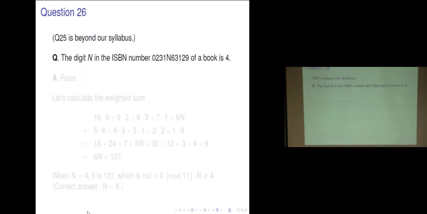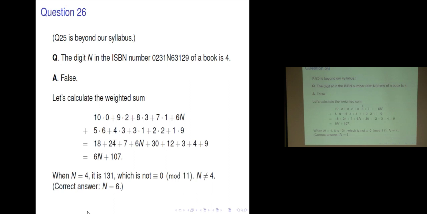So the next question is beyond our syllabus, so I will not do it. Then we move on to coding. So we look at ISBN number. So these 10 digits are supposedly an ISBN number. So we want to find out what is the n. Is n 4 or something? Okay, so let's work it out.